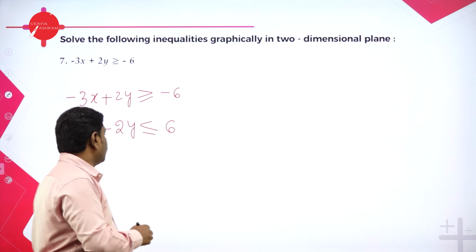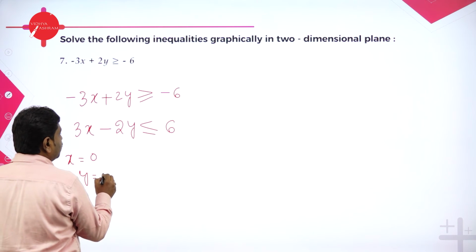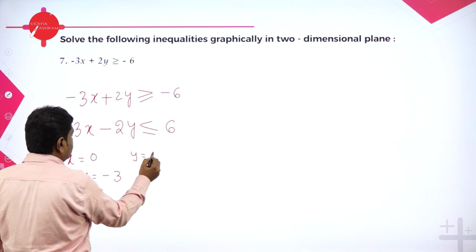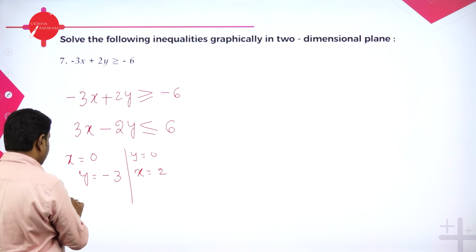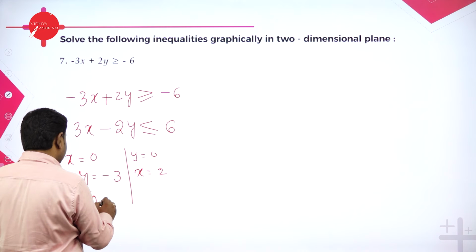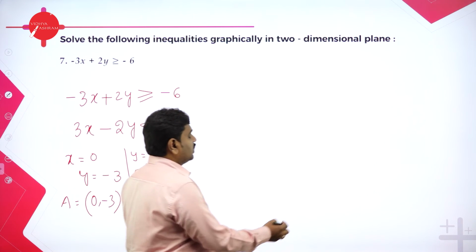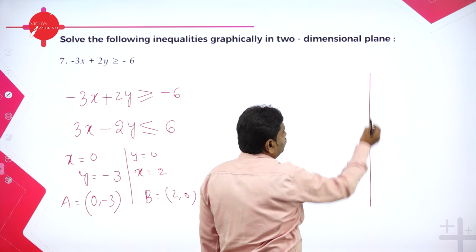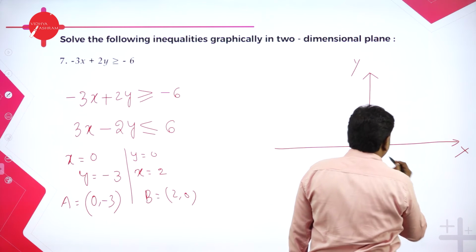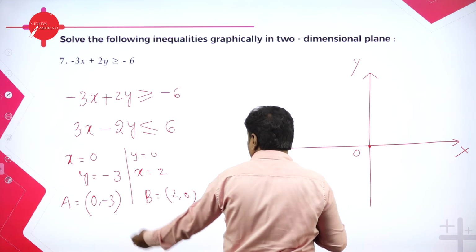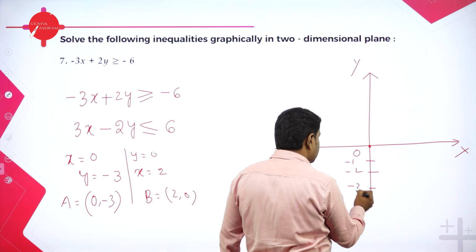Now as usual, when x is 0, directly y will become minus 3. When y is 0, x will become 2. So now you've got 2 points: point A (0, minus 3) and point B (2, 0). So plot them on the graph. This is the y axis, all of you know, and this is the x axis, and this is the origin. The y value is negative, so you know this is minus 1, minus 2, minus 3 going down the y axis.